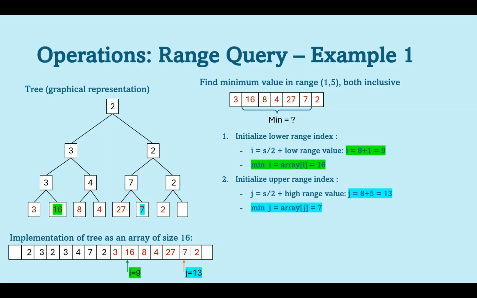We will start with two indexes. There is i, which is pointing at value 16, and j, which is pointing at value 7. We can calculate i with s divided by 2 plus the low range value, which would make i equal to 9. This means that the value 16 is in position 9 in the tree.